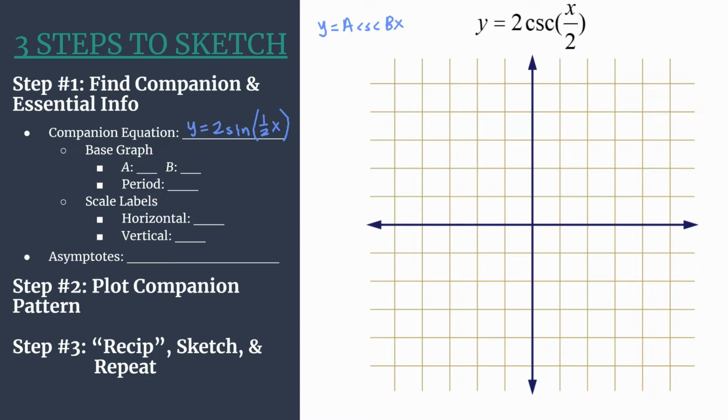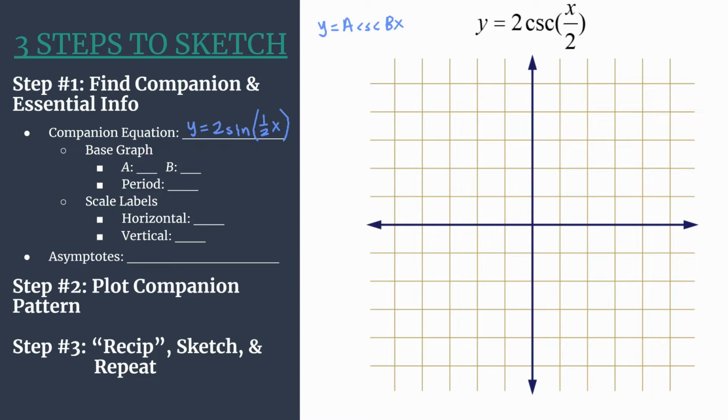So we're basically going to graph this companion equation, and then in step 3, we'll transition all the points into the cosecant points and the cosecant graph that we actually want. With that being said, if you aren't familiar with how to graph sine equations, now would be a great time to go to the video description and check out the links that I'll post there for graphing sine equations.